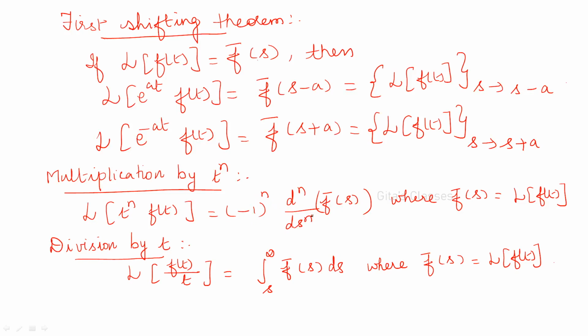And minus 1 power n should be multiplied with that. Please remember, for multiplication we are differentiating. For division we have to integrate. So L of f of t by t is equal to the integral from s to infinity of f bar of s ds. What is f bar of s? L of f of t. So what does it mean? Without t you find the Laplace transform and integrate from s to infinity. If it is t squared, f of t by t squared, twice, double integral from s to infinity of f bar of s ds.